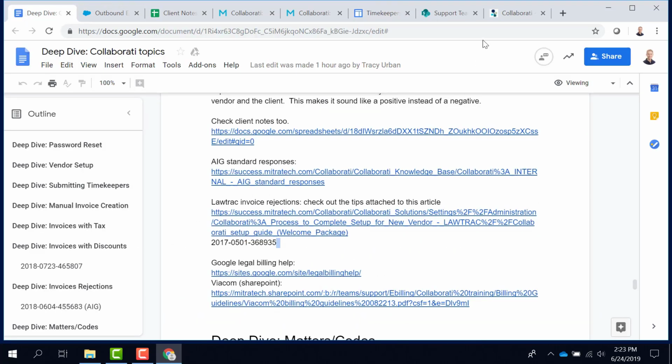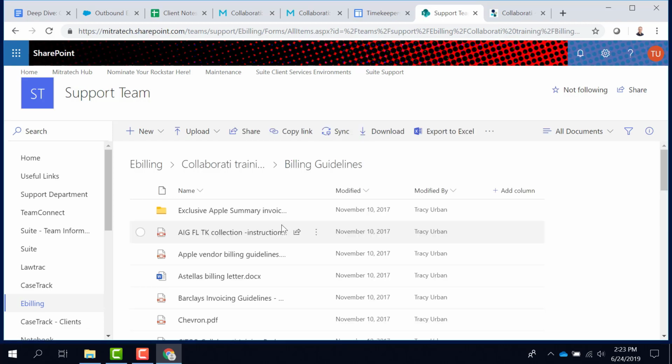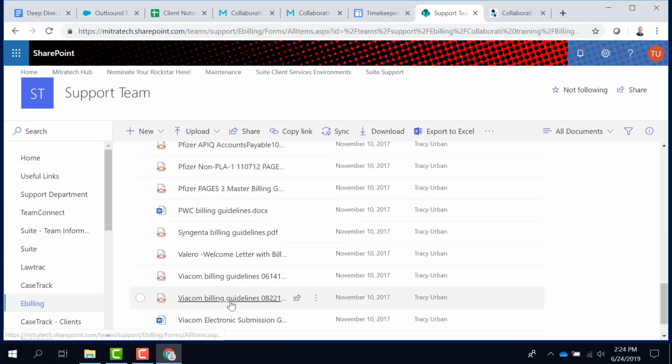Additionally, we also have this information in SharePoint. For example, Viacom, they have several rules that the invoices need to adhere to. We have those here. So this is in the e-billing folder in SharePoint under support team. In the Collaborati training folder, we have a billing guidelines folder. In here we have information about Viacom's billing guidelines.